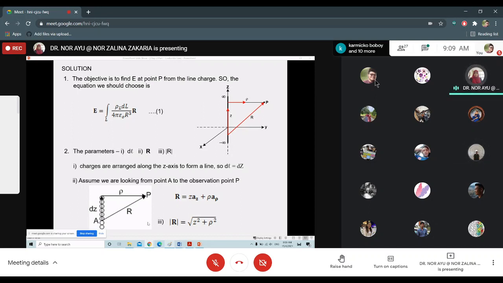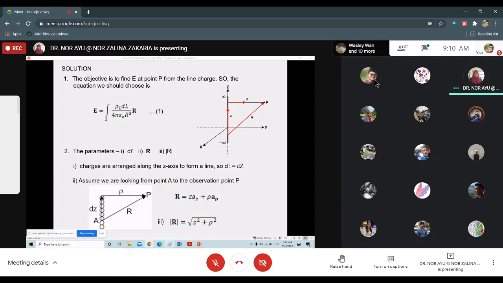Okay, so again, take 1 point from your charge towards P and that will be your R. So R, kamu tahu dia adalah combinations of a vector. So we must have AZ, A rho, A phi. Okay, so in this case is the cylinder. So that's why ada AZ, A rho and A phi. Tapi for here is just involve Z value dengan rho value. Okay, normally dia ada dua sahaja.